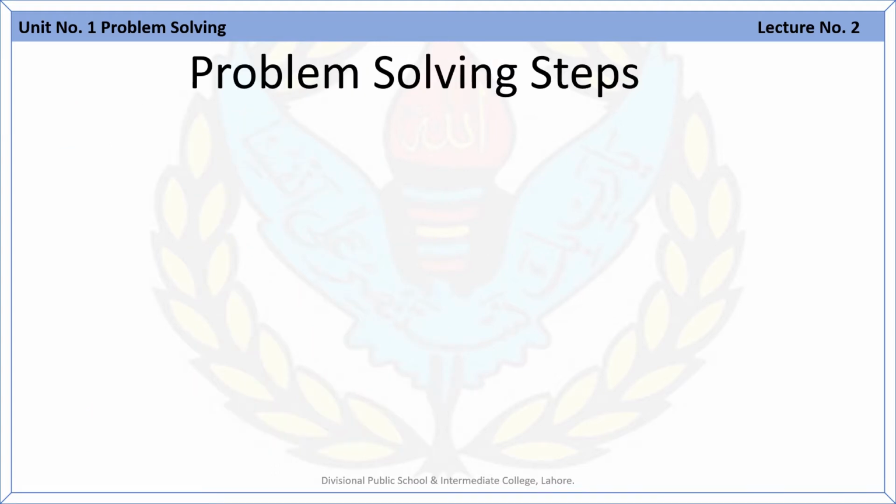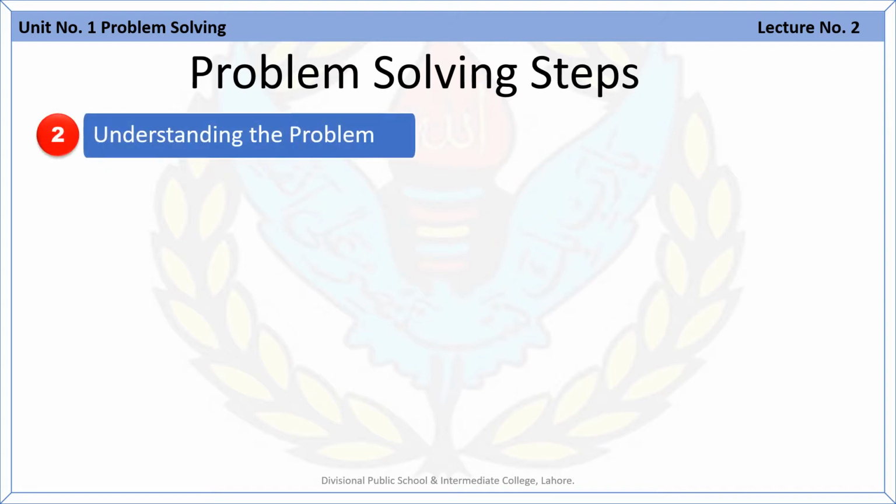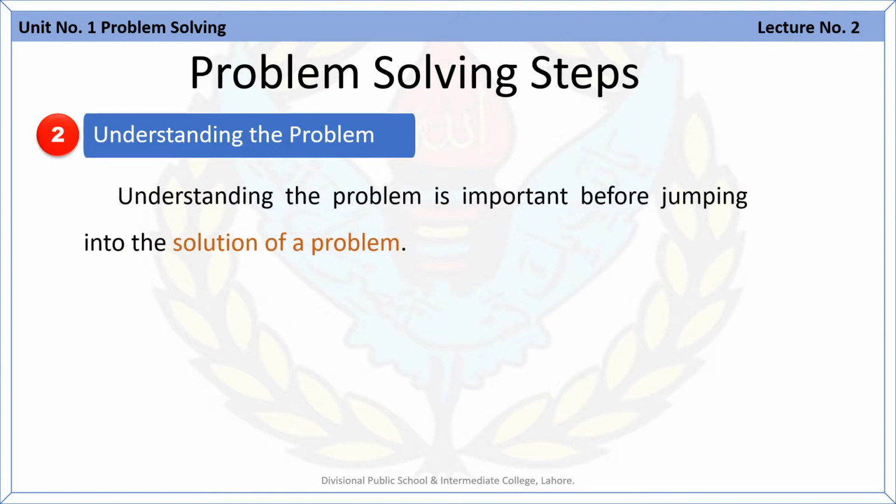Now you are in the position to learn more about the next step. Today we will learn about the second step of problem solving, that is, understanding the problem. According to the definition, understanding the problem is important before jumping into the solution of the problem. So before we can solve a problem, we need to know exactly what the problem is. And we should put a good amount of thinking and resources into understanding it.